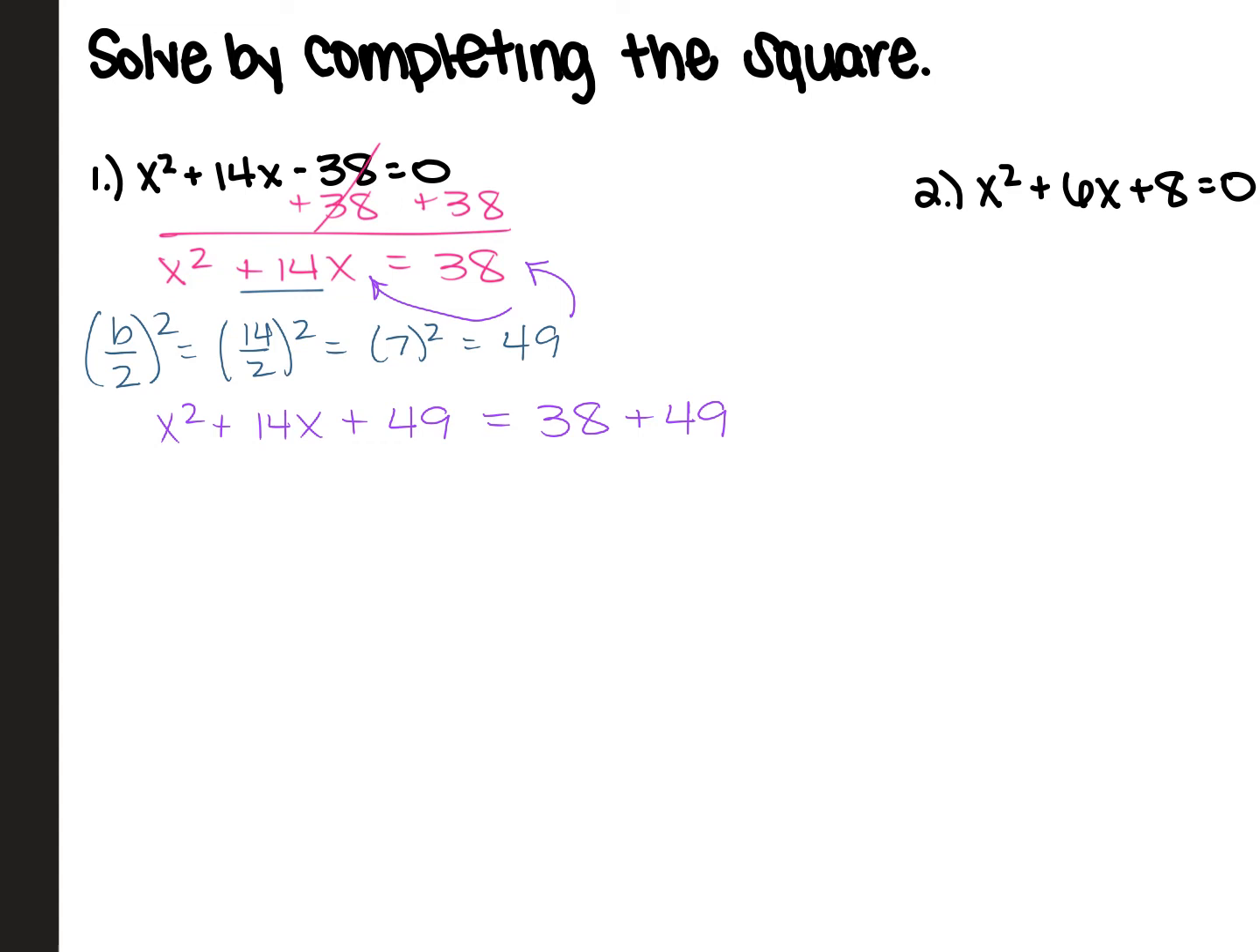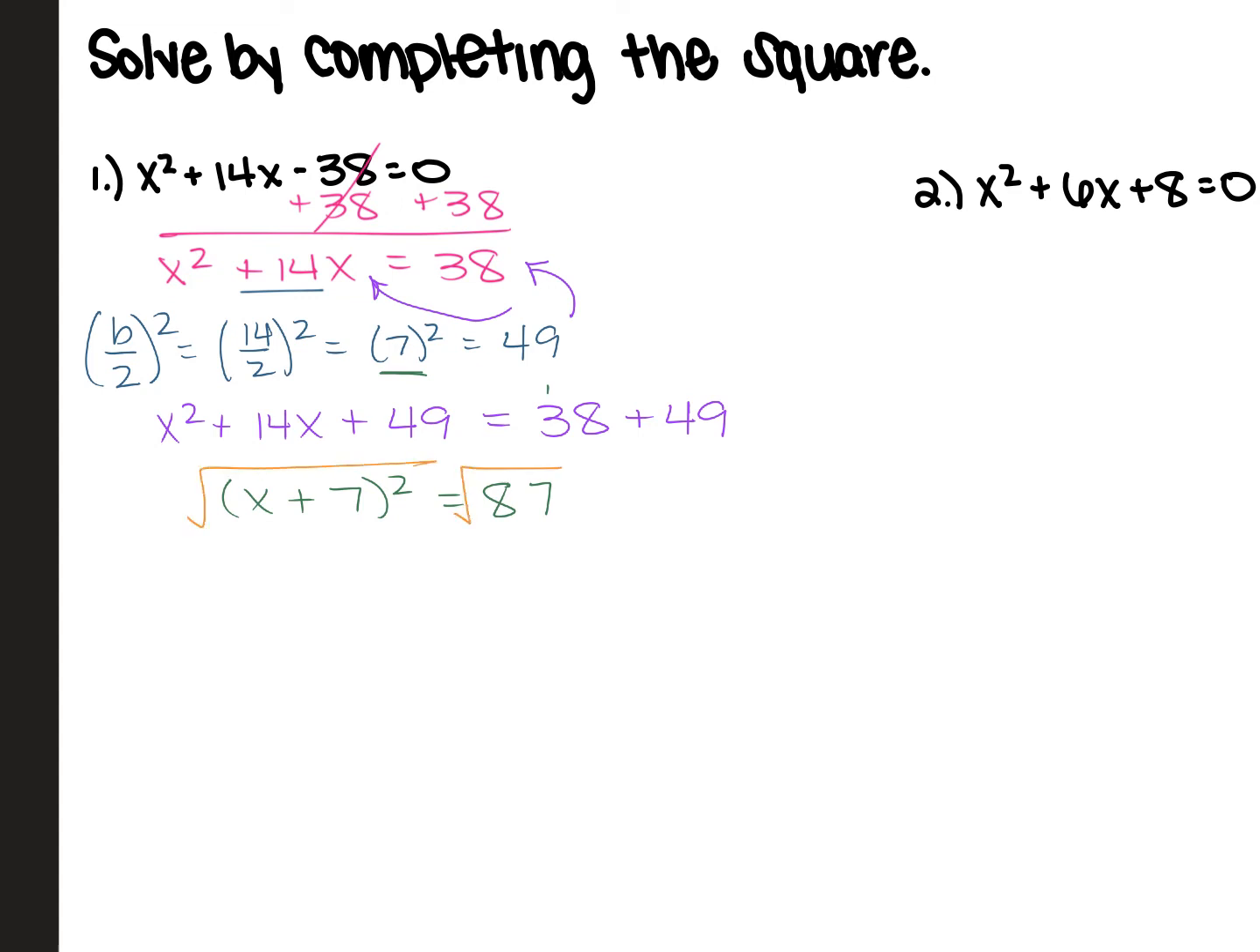From here, we're going to factor the left side, add the right side. Your number that you squared is that 7, so that left side factors to be x plus 7 squared is equal to 38 plus 49. The 8 plus 9 is 17. We carry that 1. 4 plus 4 is 8. So that's 87. From here, we're going to take the square root of both sides.